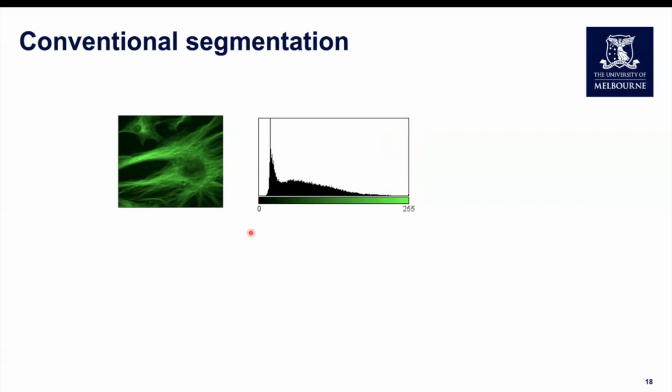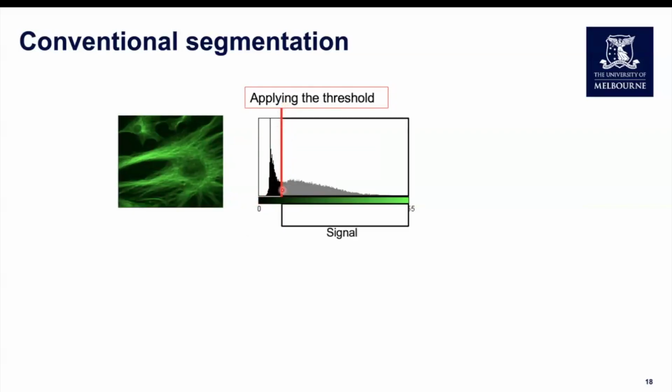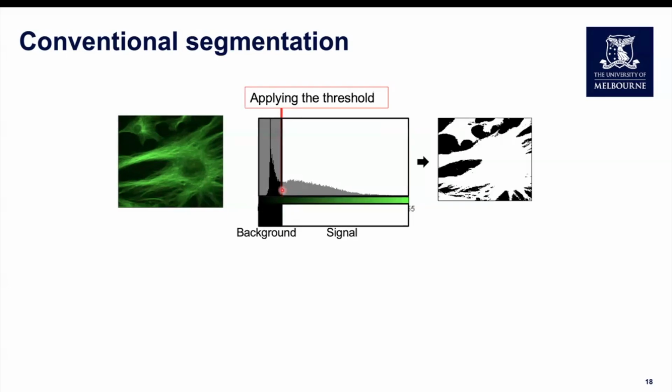So what are we doing when we're applying a traditional threshold? Essentially, we're saying at this point within the image histogram, anything above that point, we're going to define as being our signal, and anything below that point, we're going to define as being our background. That, as I say, we will use to produce a binary mask for downstream analysis.